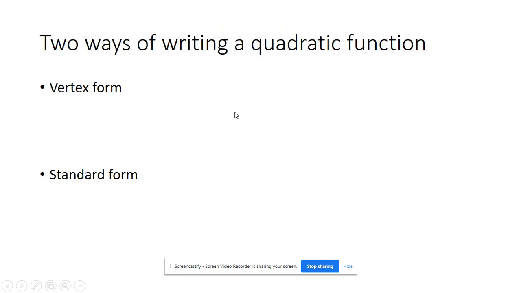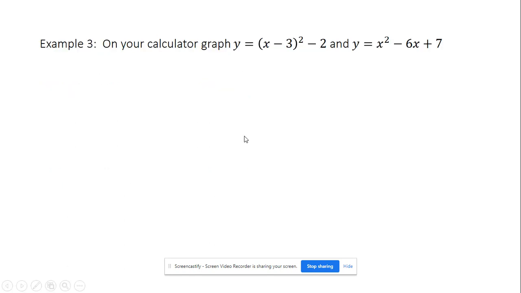All right, so two ways of writing a quadratic function. We have the vertex form, which is in the form y equals a(x minus p) squared plus q. Standard form is going to be y equals ax squared plus bx plus c. I'm going to show you in a second how these are equivalent.